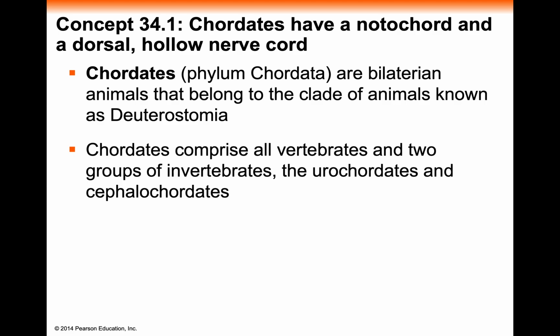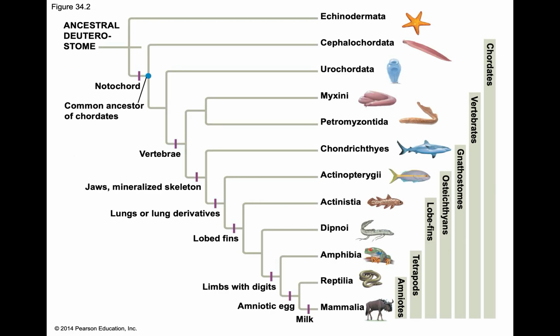All that stuff that we talk about, deuterostomes and protostomes. Chordates comprise all vertebrates and two groups of invertebrates. So there's actually two invertebrates, in that they don't have backbones. And those are called the urochordates and cephalochordates.